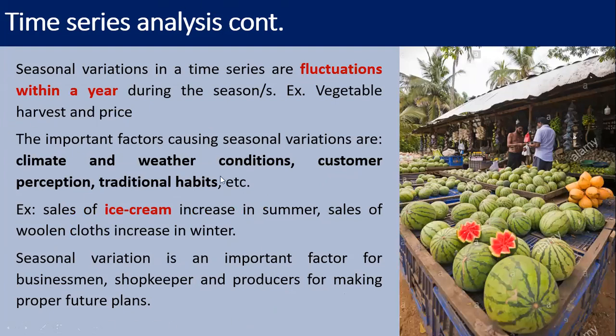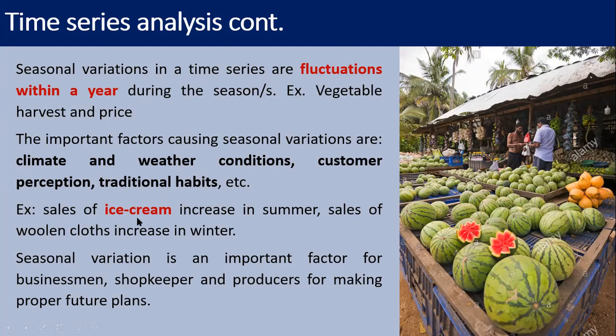When it comes to seasonal variation, here you can see this example. Nowadays, I think watermelons are very commonly available. The price per kilo is around 50 rupees, but in the off-season the price is more than 100 rupees. So that belongs to seasonal variation. Seasonal variation in a time series means fluctuation within a year. We can consider the price, cultivation, or harvest within a year.